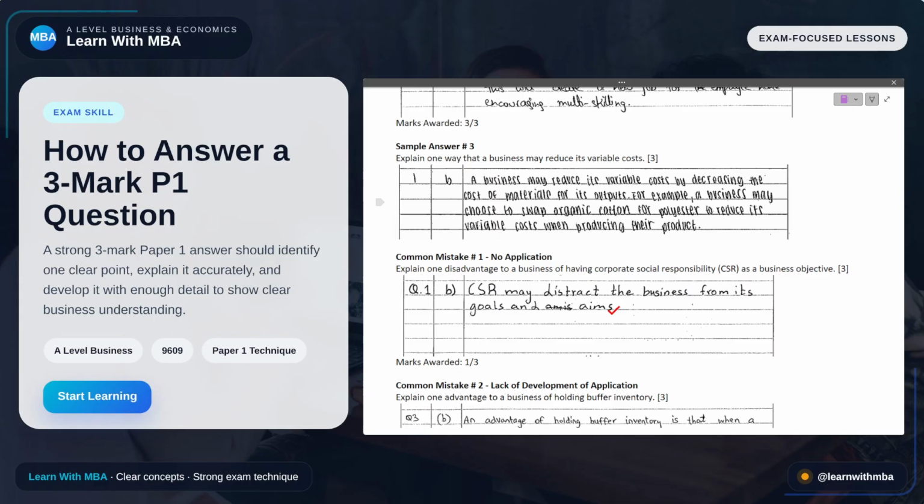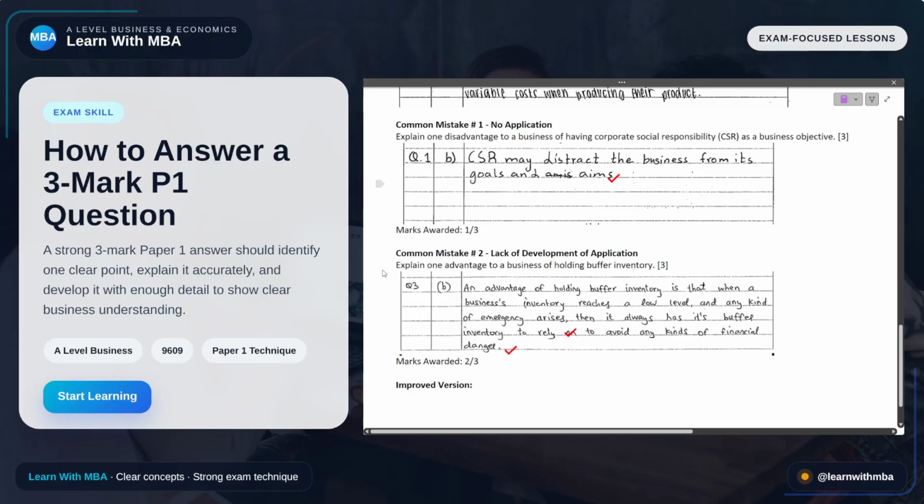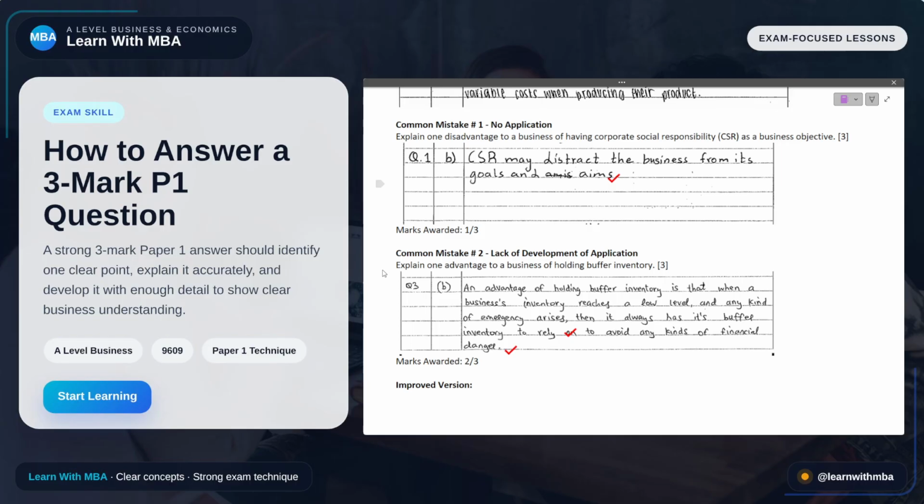right? One of the common mistakes which we identified was no application, which you can see from this. The student wrote something like that CSR may distract the business from its goals and aims, which was the question that we previously discussed. We needed to talk about one disadvantage to the business of having CSR. So this answer got 1 mark. Why one? Because the student has given a general point. There is knowledge there, but there is no business context at all. No example, no application, no development.